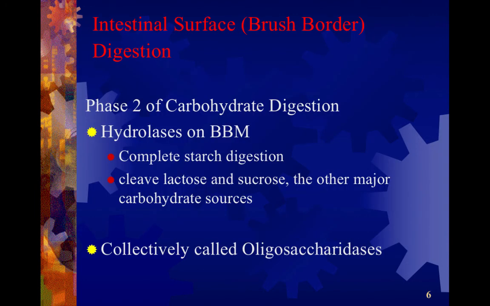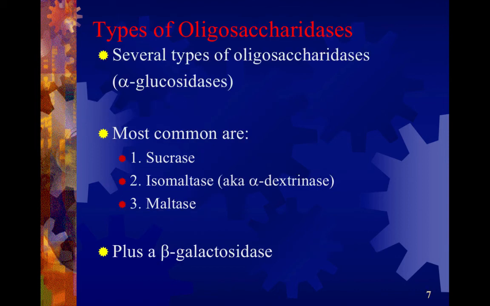Okay, so here is the kind of phase 2. So we talked about amylase, and now we're on phase 2. In this case, we have our hydrolases on the brush border membrane. They finish starch digestion. They also cleave lactose and sucrose, the other major carbohydrate sources. And they are sometimes referred to as oligosaccharidases, right? Enzymes that cleave oligosaccharides. And I think I have a couple more slides to describe these.